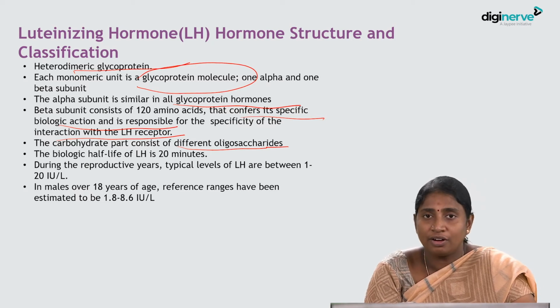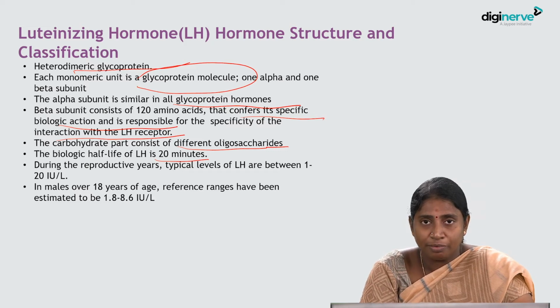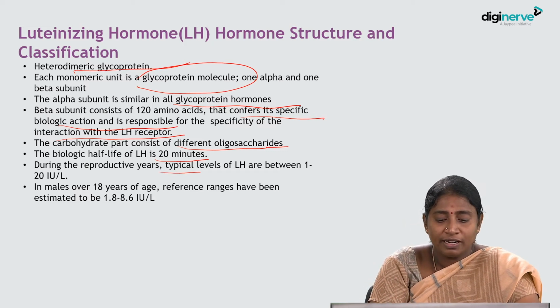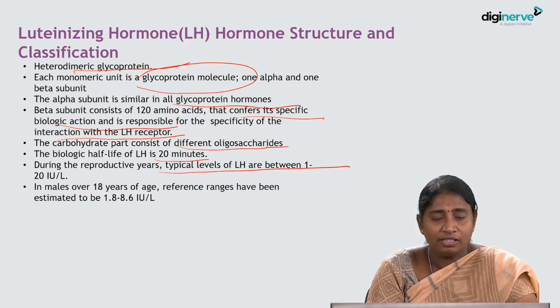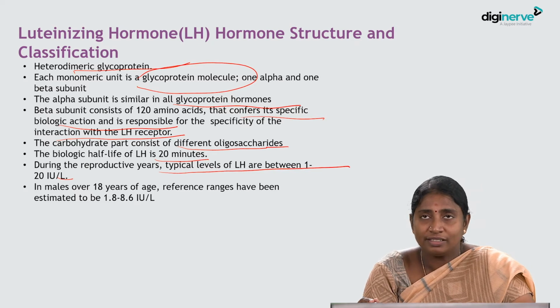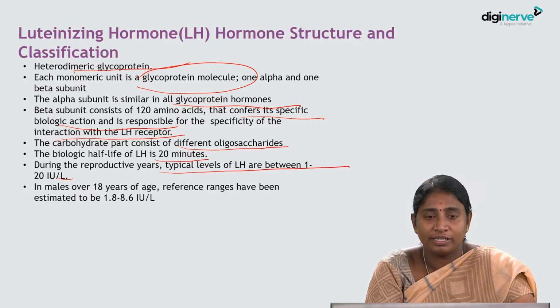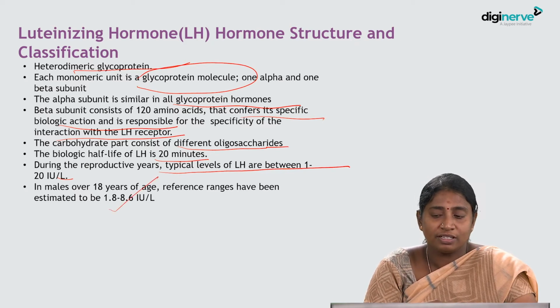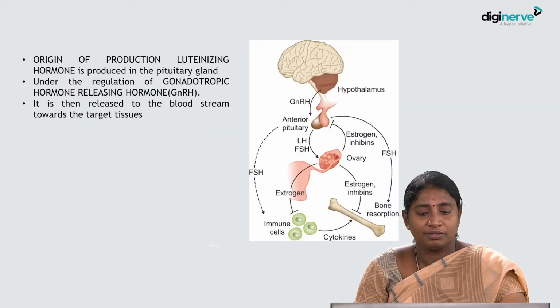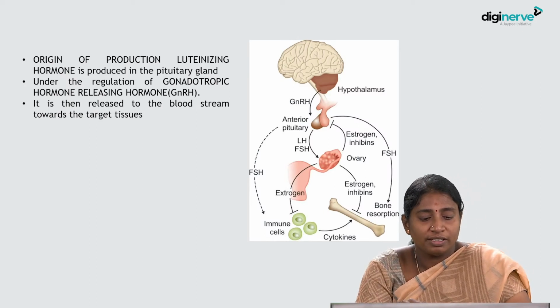The carbohydrate part consists of different oligosaccharides. The biological half-life of LH is 20 minutes. During reproductive years, typical levels of LH are between 1 to 20 international units per liter. In males over 18 years of age, the reference range has been estimated to be 1.8 to 8.6 international units per liter.